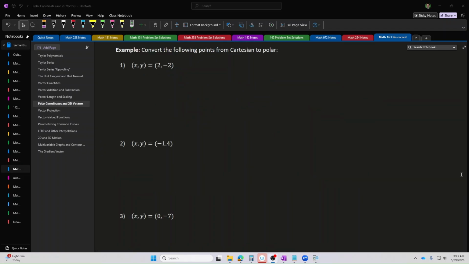Now let's practice converting points from Cartesian to polar. For example, xy equals 2 comma minus 2. What would the corresponding r and theta values be for this point? To answer this question, I can just go ahead and use the conversion formula. R equals the square root of, in this case, 2 squared plus minus 2 squared, which is giving me, after simplification, the square root of 8.